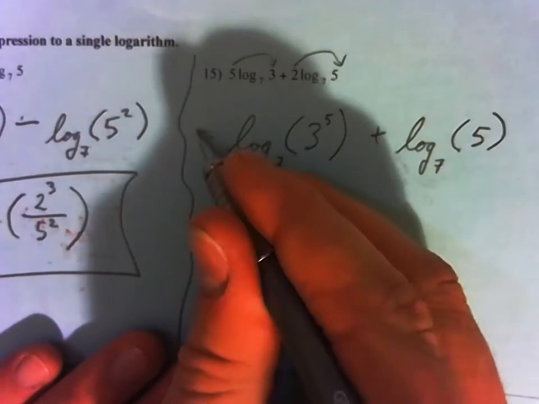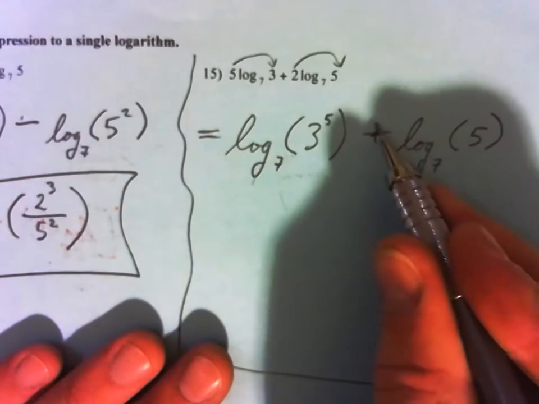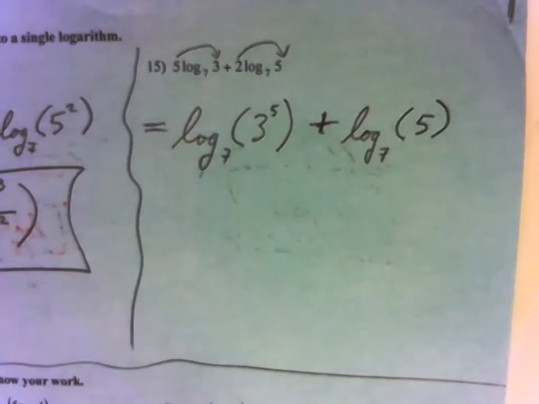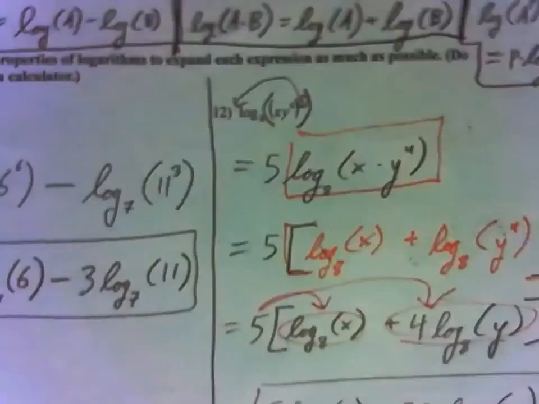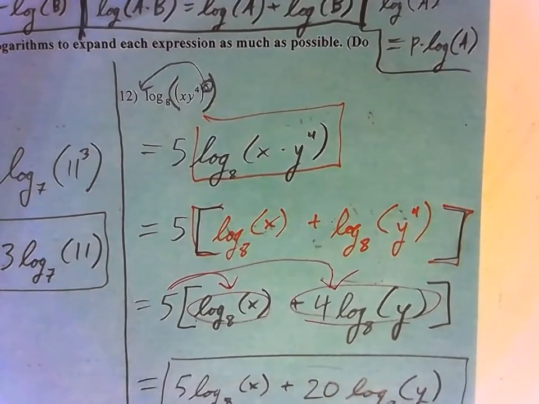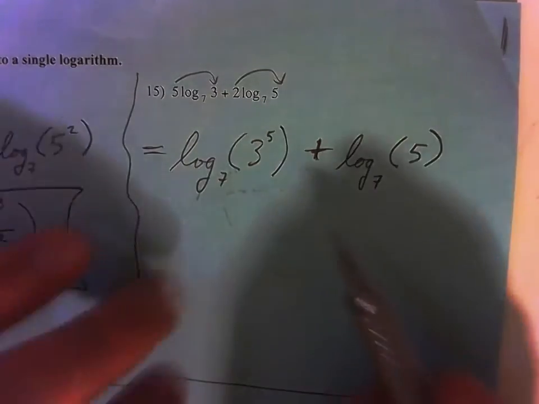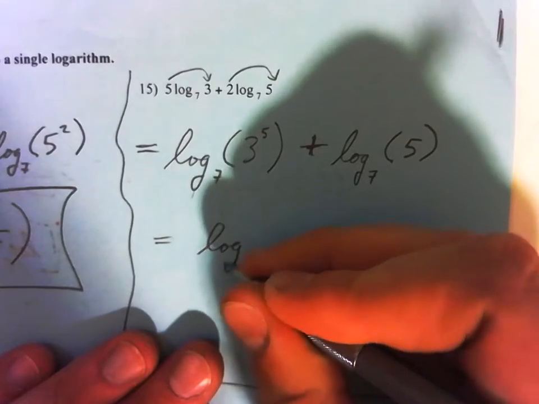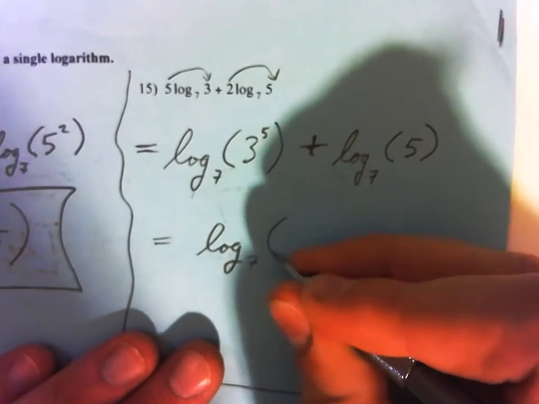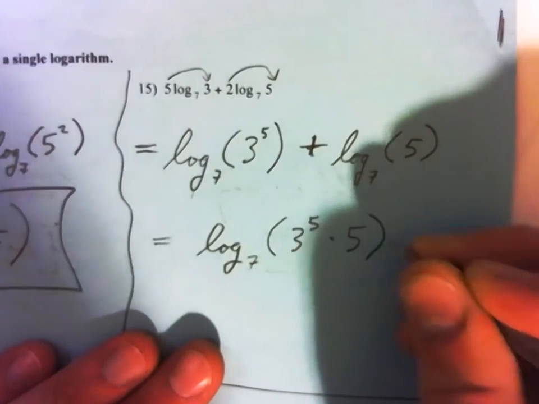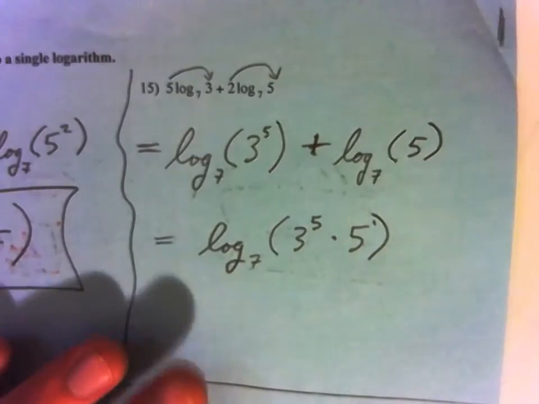What does the addition of 2 logs, how can that combine into a single log? What will happen? It's going backwards of what we're doing on this page, right here on number 12. How do we get addition? From multiplication inside the log. So the addition is going to become, on this one, multiplication inside the log. Log base 7 of 3 to the 5th times 5. You could put to the 1st if you want there.